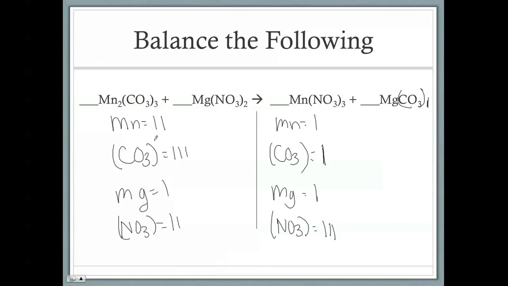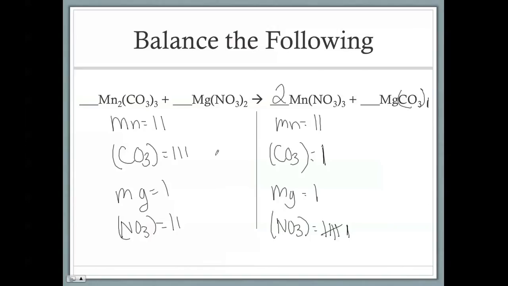All right, so let's look at our metals. Mgs are okay, but Mns are not. So I'm going to go ahead and place a 2 out in front of MnNO3, 3, which changes Mn to 2. However, NO3 I've now done 2 times 3, which now means I have 6. Okay, so Mn and Mgs are balanced, however, our polyatomic ions are not. Oops, I have to make sure I tally a total of 6.